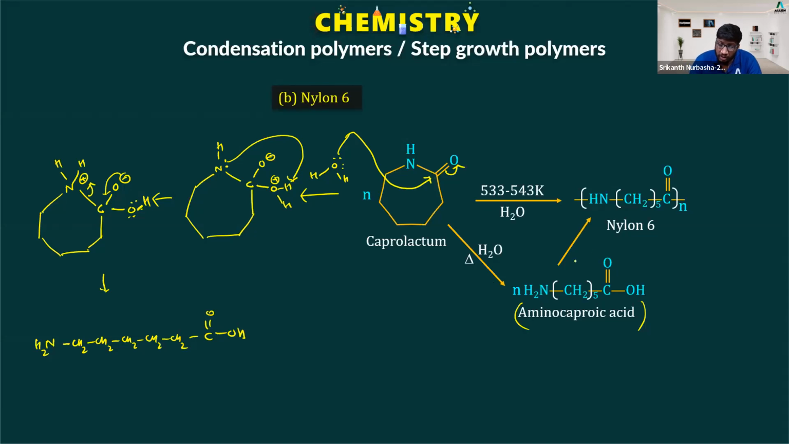This amino caproic acid will form nylon 6, and how is it going to be formed? If you do the polymerization, what will happen, students? Which bond is going to be cleaved in the acid?